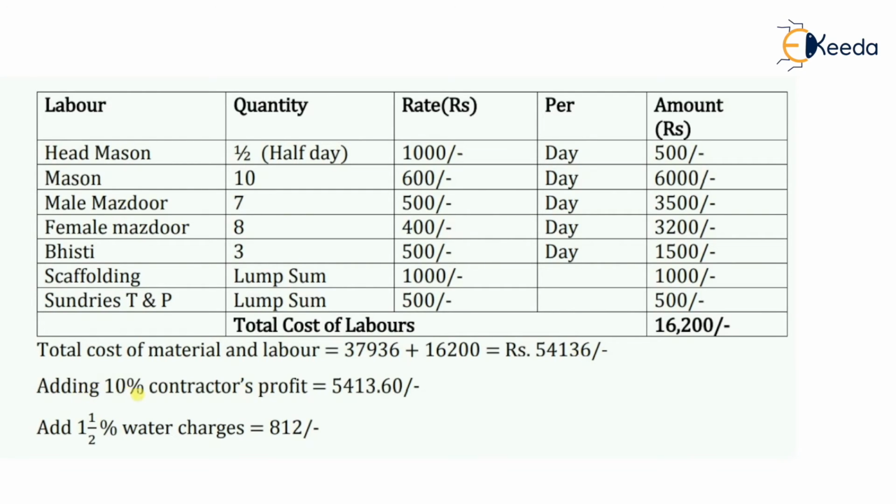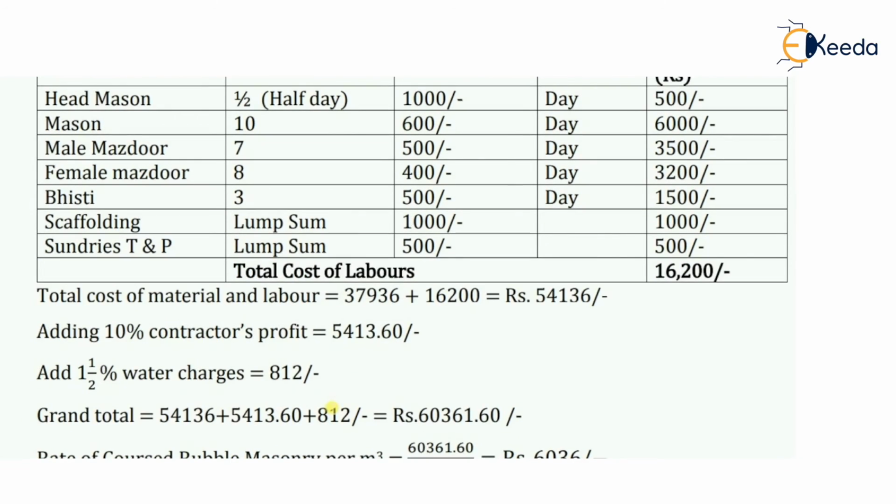We will also have to add 10% as contractor's profit in the rate analysis itself. So adding 10% as contractor's profit, 10% of this 54,136 rupees will be 5,413 rupees 60 paisa. This is nothing but 10% of the cost of labor and material. Then we will also have to add 1.5% as water charges, and 1.5% of this 54,136 will be 812 rupees. So we have calculated all these amounts, that is cost of material, labor, 10% contractor's profit and 1.5% water charges.